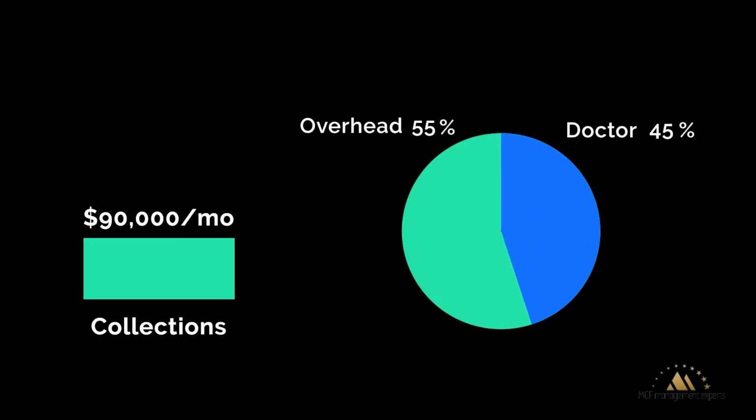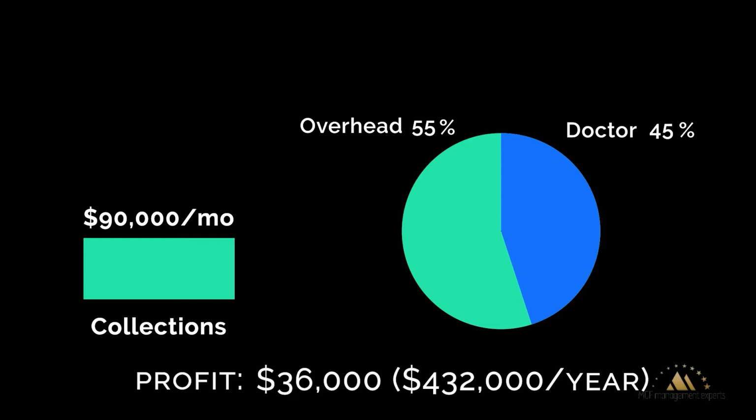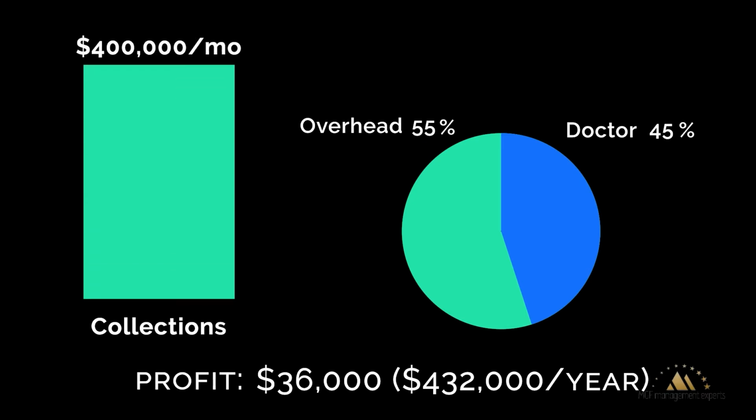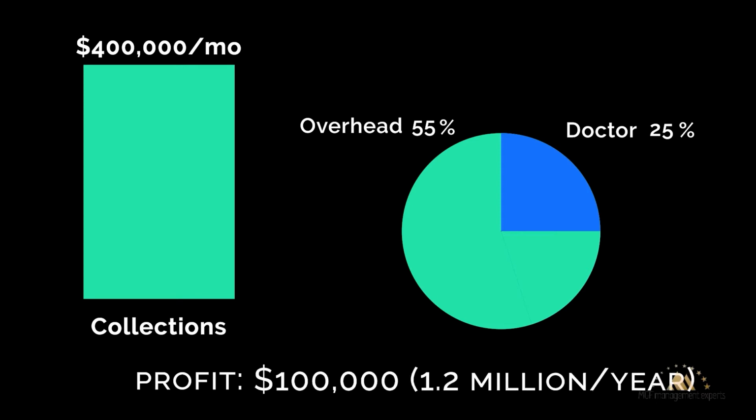Let's say, for example, you're a sole practitioner doing $90,000 a month in collections, and you're running a 55% overhead. If we look at those numbers, that means your profit is 45%, or about $36,000 a month, a little over $430,000 a year. That's pretty good. Now, let's say you're moving into a model where you're bringing in associates, for example, this production doctor model, and you get the office up to doing $400,000 a month. That's great. Well, your profit as a percentage may go down to 25%. But 25% of $400,000 is $100,000 a month, or $1.2 million a year.